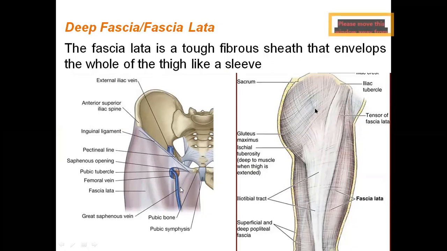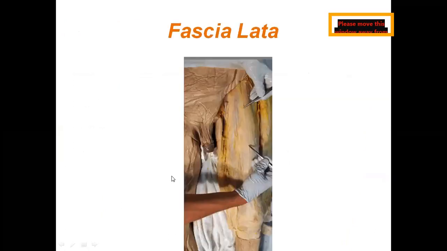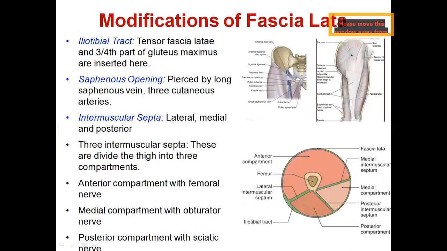This oval opening is nothing but the saphenous opening. It has been named the saphenous opening because it gives passage to the longest vein of our body, that is the great saphenous vein. It passes through this saphenous opening to open into which vein? I said it opens into the femoral vein. Okay, so these are the modifications of the fascia lata.